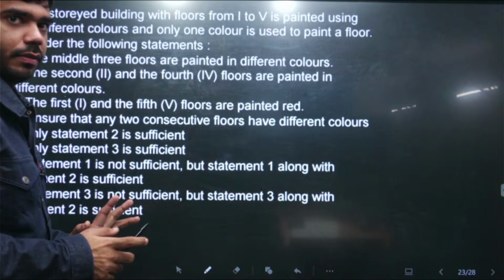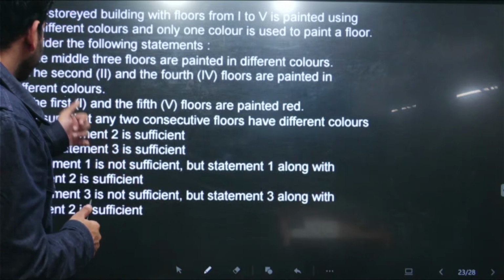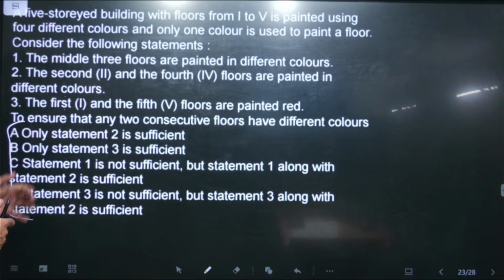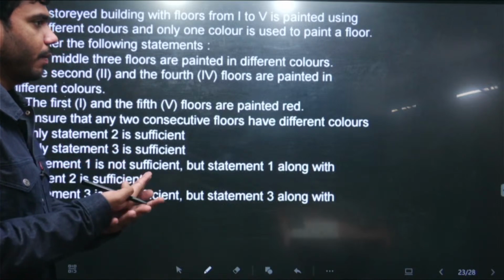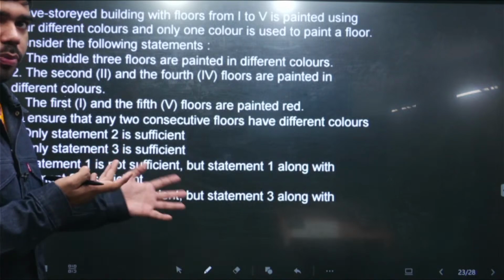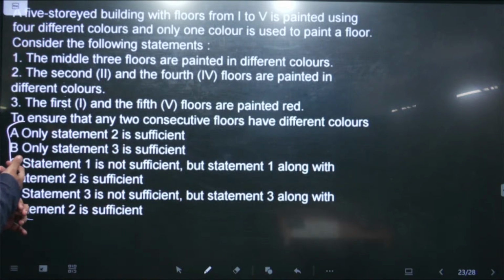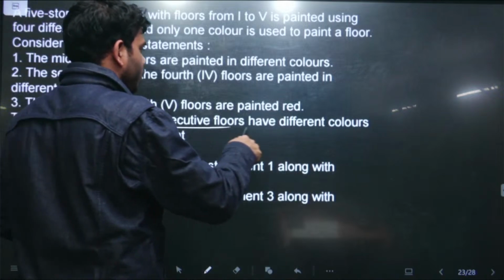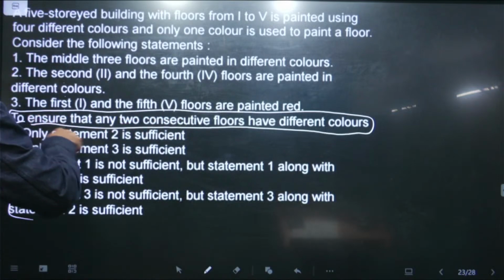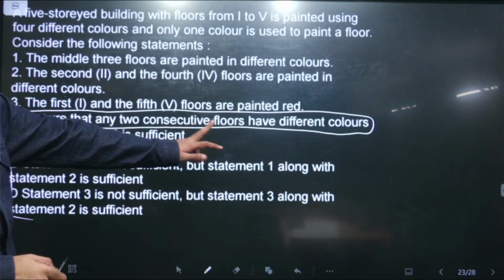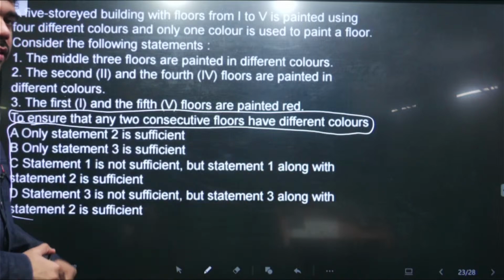So इसमें, whenever these kinds of things are there, कि 2-3 different statements are there and we need to find which is correct, start from where the minimum number of statements is being used in the option. We will start from there only. We need to find कि ये हमारा problem statement है. We need to ensure that any 2 consecutive floors should not have the same color, or 2 consecutive floors should have different colors. This is our problem statement and these 4 options are given.